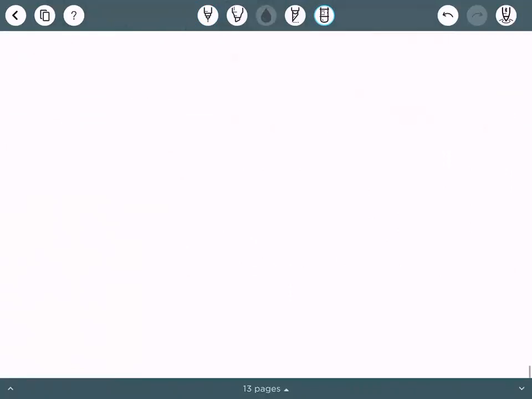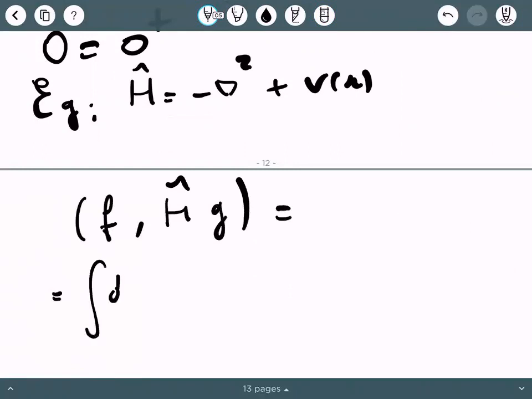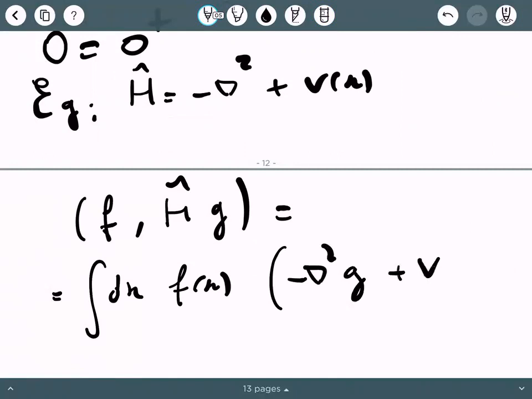How do I know? Let me check. Suppose I have a function f. Suppose I have h of g. Well, I have d of x, f of x, g plus vx of g, right?